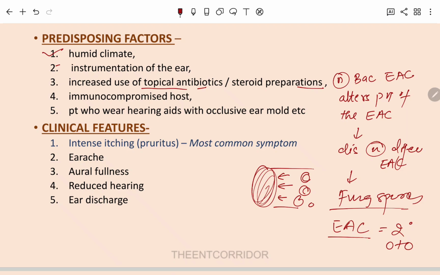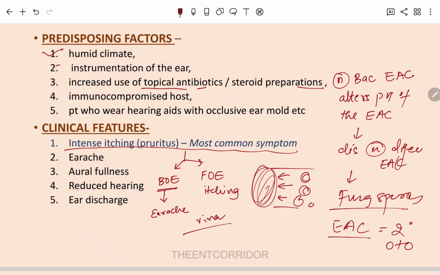Now talking about the clinical features, this is very important, because this is the differentiating feature between the bacterial otitis externa and the fungal otitis externa. In fungal otitis externa there is intense itching, whereas in bacterial otitis externa there is very severe earache. This is the main differentiating feature, or basically a Viva question: what is the difference between the bacterial otitis externa and the fungal otitis externa?